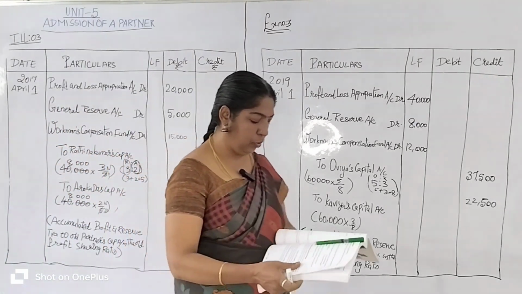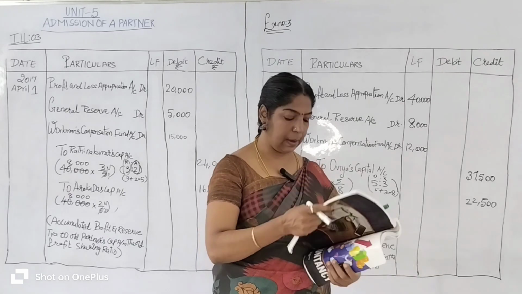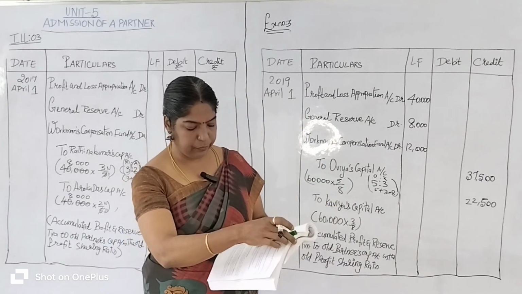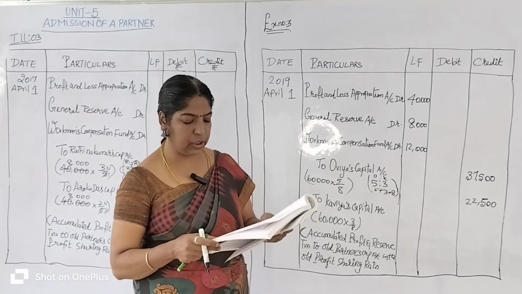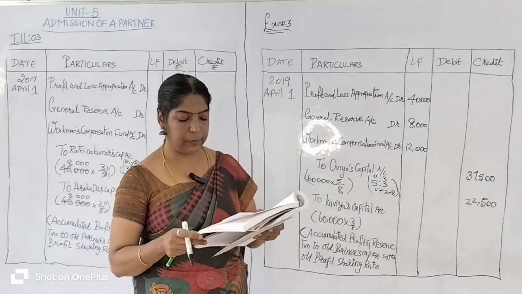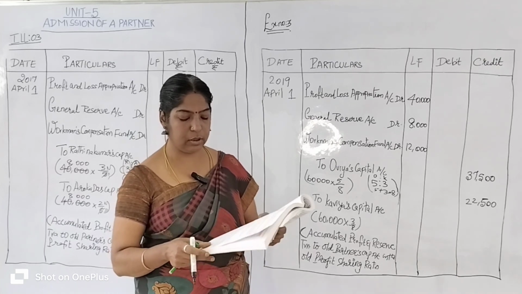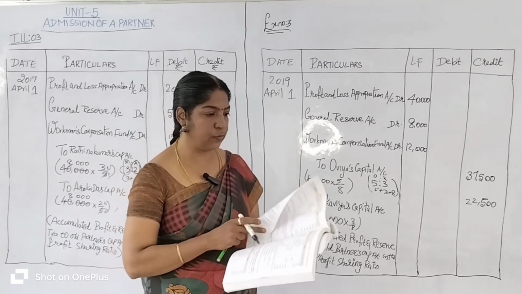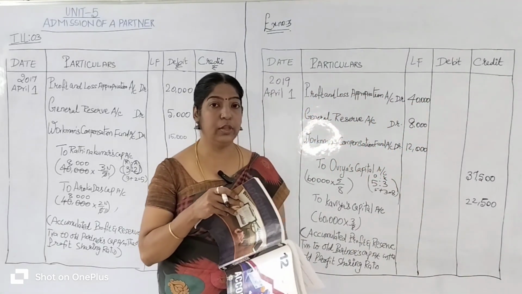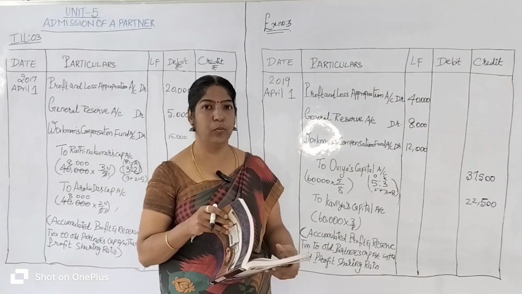Now we are going to calculate exercise sum number 3. Ovia and Kavya are partners in a firm sharing profits and losses in the ratio of 5:3. They admit Agalya into the partnership. Their balance sheet as on 31st March 2019 is as follows. The balance sheet is given in the question, so they have given the information through the balance sheet.